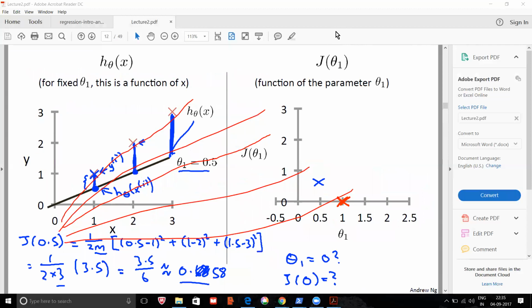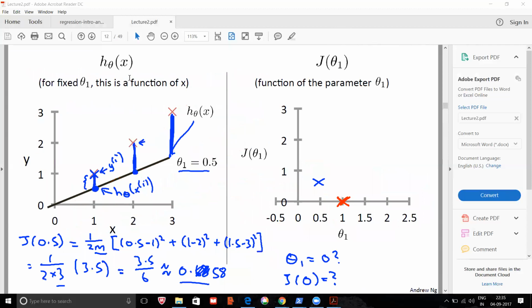For simplicity, I have taken theta 0 equal to 0, because anyway that is the intercept. So your cost function becomes something like this, J of theta 1, where theta 1 is your slope. When you use theta 1, this is your cost function. J of theta 0 means the cost function.